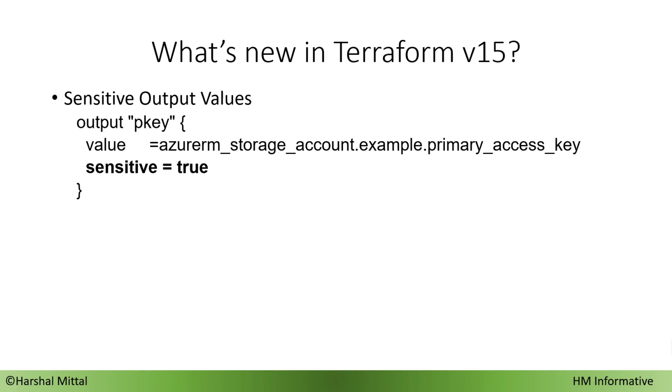If you want to see the value of the primary key, then you have to use terraform output with the raw flag to see the value on the console. By default it won't show the sensitive values on the console. So you can use terraform output -raw primary_key to see the primary key value on the console.